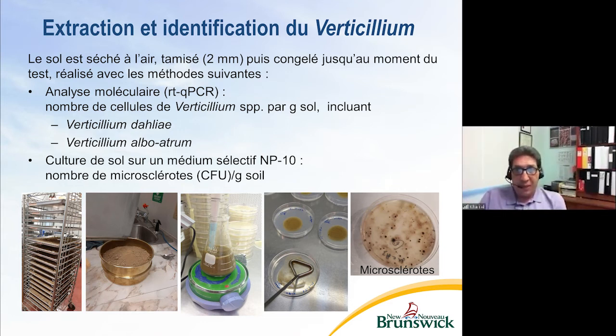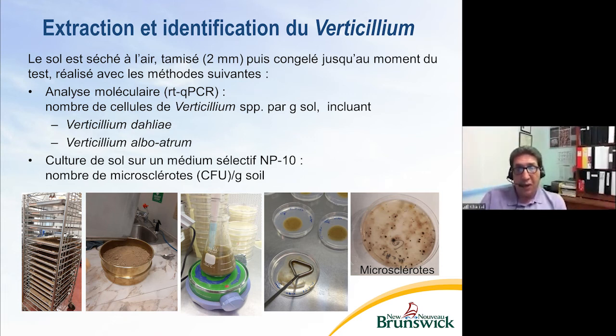Testing is done by different methodologies. One of them is molecular testing, and we use RT-qPCR, where the DNA is extracted and the test is performed, and the cell number of Verticillium species per gram of soil is calculated or estimated. We do this for both Verticillium dahliae, which is the more dominant species of Verticillium in our area, and also for Verticillium albo-atrum.